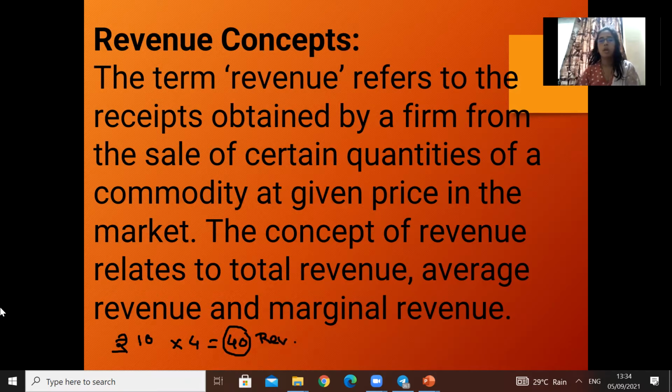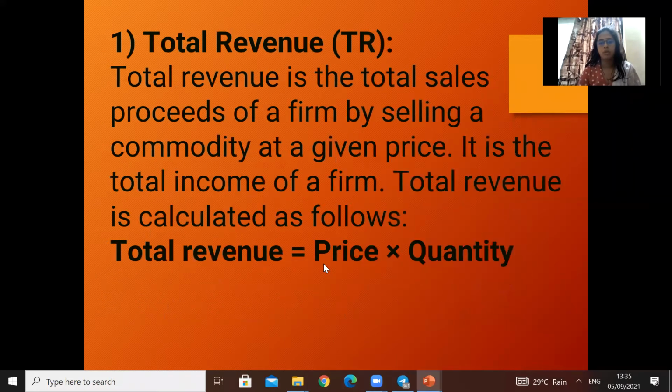So it is the total receipts obtained by a firm from the sale of a certain quantity of a commodity at a given price. See, the given price is 10, the sale of a certain quantity means 4 units, and whatever the amount he has received, that is revenue. In the cost we have seen total cost, average cost, marginal cost. In the same manner we are going to study TR, AR and MR. TR stands for total revenue, AR stands for average revenue, and MR stands for marginal revenue. So let's see the TR concept.